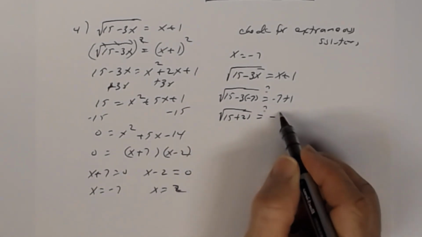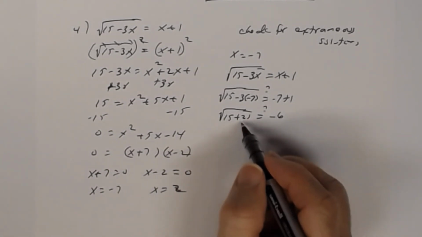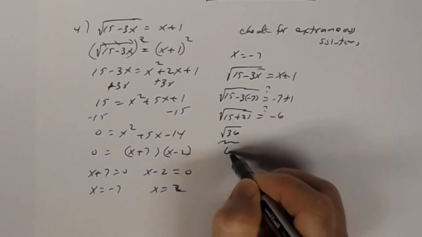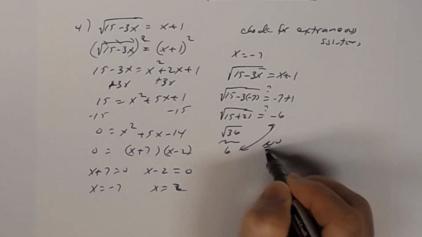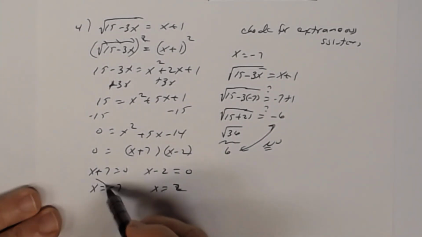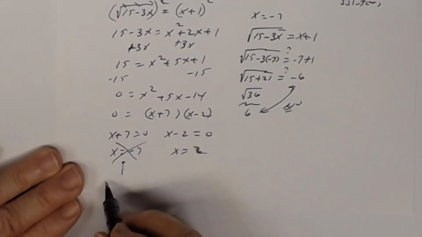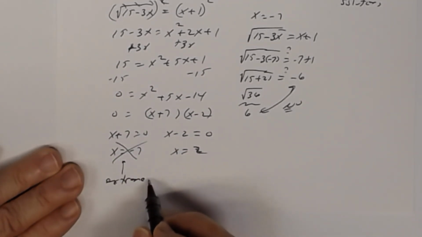And I want to see if that's equal to negative 6. Well, 15 plus 21 is 36. But the square root of 36 is 6, and 6 does not equal negative 6. So x equal negative 7 is not a solution to the original. So we're going to call that an extraneous solution.